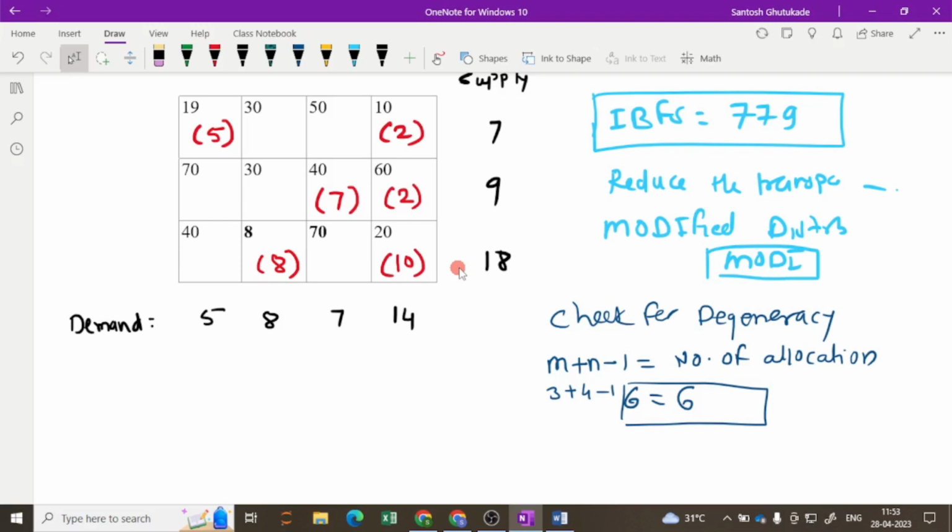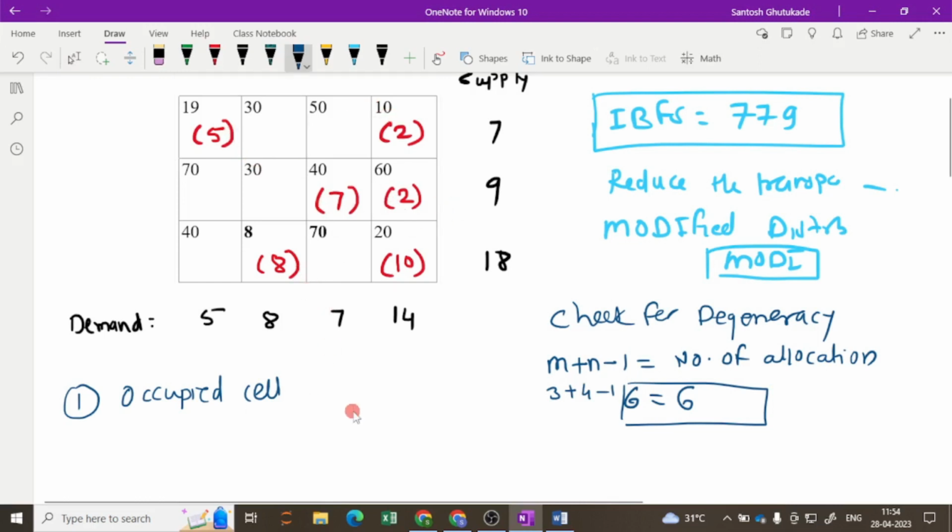How to solve by the MODI method? Again we work with occupied cells and unoccupied cells. First, the occupied cell. What is an occupied cell? A cell where there is an allocation. Here 19 is the cost and 5 is the allocation, so this is an occupied cell. Here 10 is the cost and 2 is the allocation, so this is also an occupied cell. We know these 6 are the occupied cells.